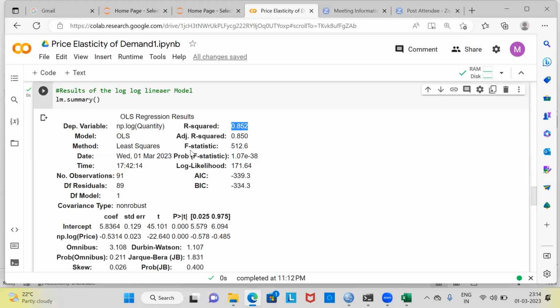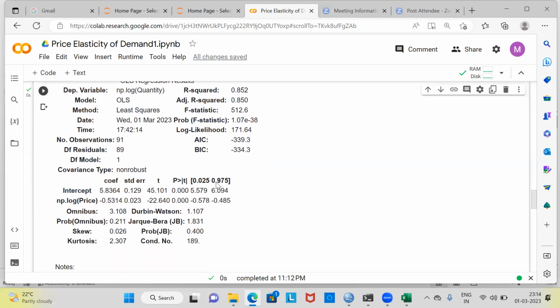Google Colab also displays the F statistic value, the P or the probability of F, which is a very, very tiny number indicating that R square is significant. Further, you're also shown log likelihood, AIC, which stands for Akaike information criteria, and BIC, which stands for Bayesian information criteria. You can use AIC as well as BIC to tell the quality of the model.